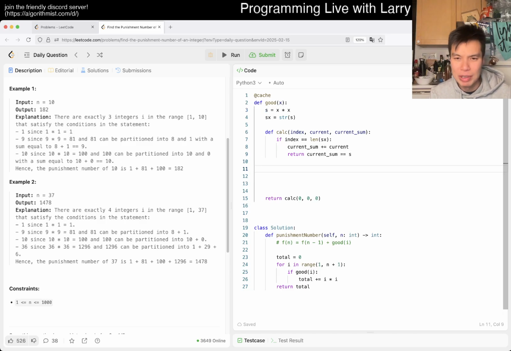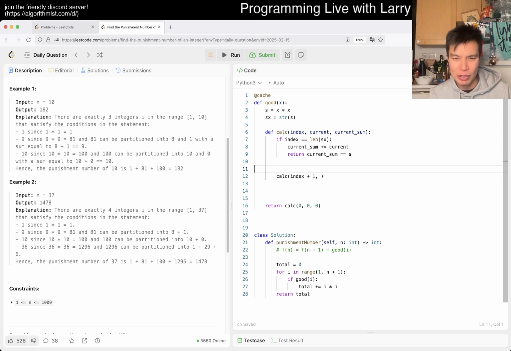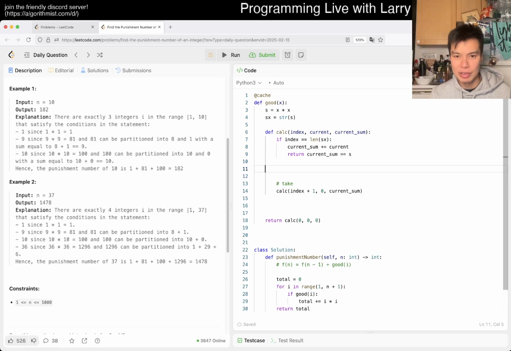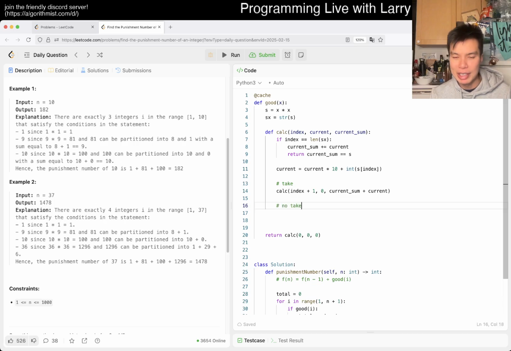Okay, then now we only have two cases, where we write a plus or not. So this is almost like take, no take, right? Take means current is going to be 0 because now we have a new thing, and current sum we added. Well, let's actually shift and add first. So current is equal to current times 10 plus int of s sub index, right? So you shift. And then no take means that we continue to shift.